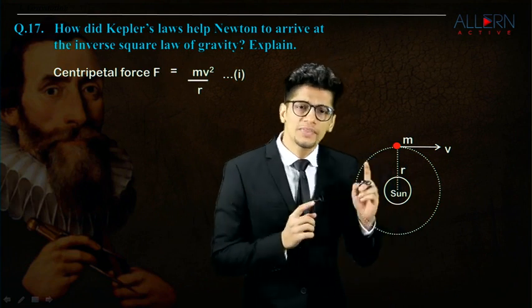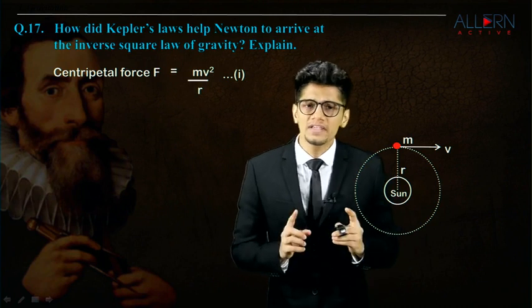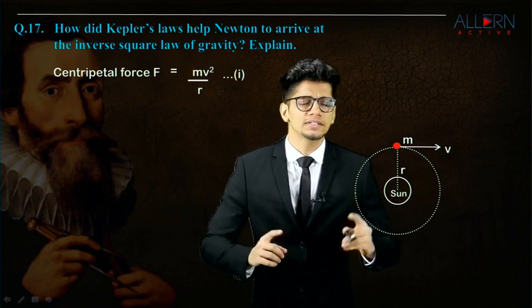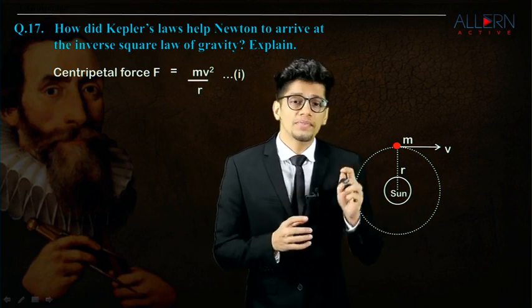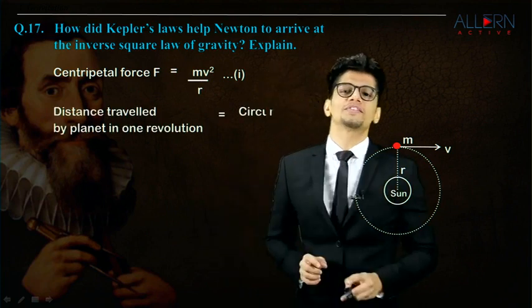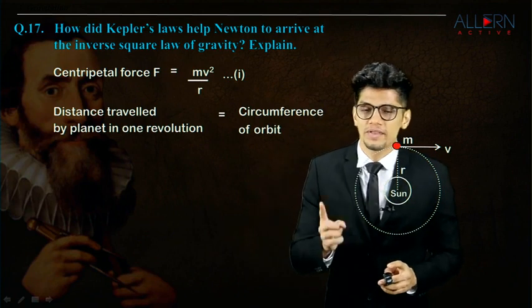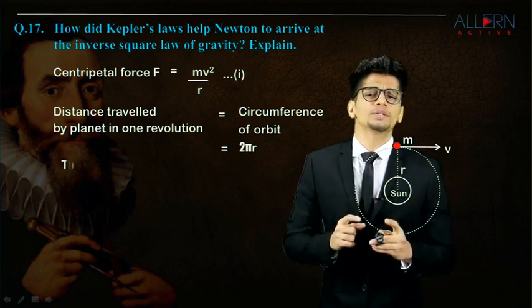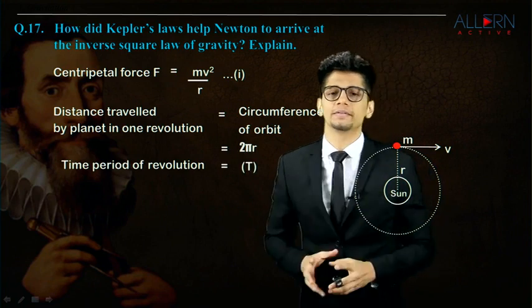Now, when this particular planet revolves around the sun, can we say that it is moving along the circumference, right? Since it is moving along the circumference, the distance covered will be equal to the circumference of the orbit, right? And what is the formula for the circumference of a circle? We know that the formula is 2 pi r. And we also know that the period of revolution, or the time of revolution, is denoted by capital T.